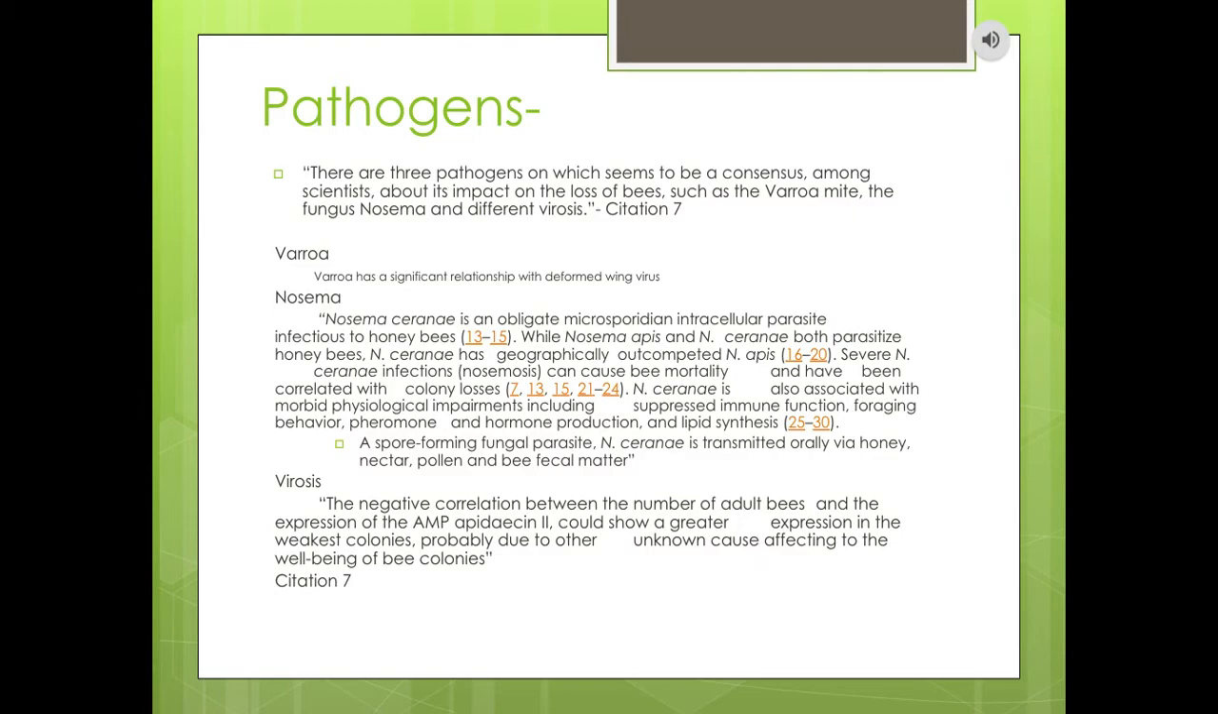And it is also correlated with morbid physiological impairments, including suppressed immune function, foraging behavior, pheromone and hormone production, and lipid synthesis. I also mentioned it's a spore-forming fungal parasite, and is transmitted orally via honey, nectar, pollen, and bee fecal matter. And then the last pathogen I want to mention, virosis. It has a negative correlation between the number of adult bees and the expression of AMP apidaecin 2, and it could show a greater expression in the weakest colonies, probably due to unknown cause affecting the well-being of honeybees.